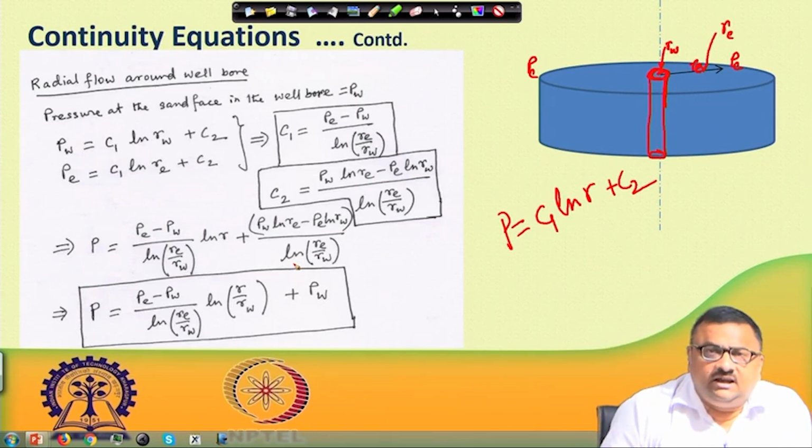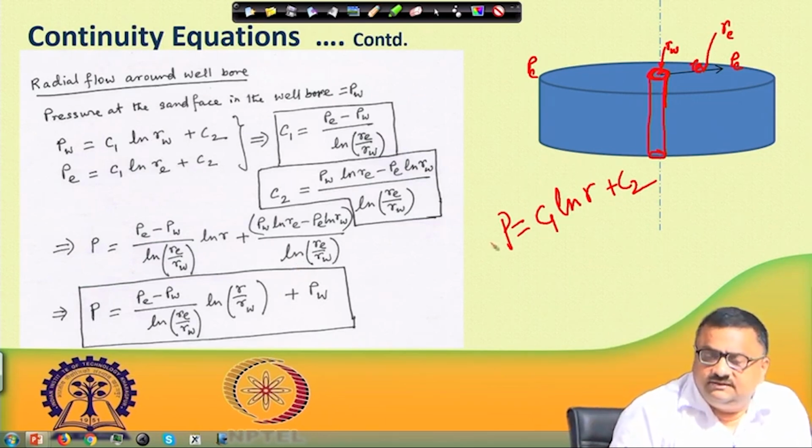This is all I have for today's lecture. The take home message is to remember P is equal to C 1 ln R plus C 2 and the expression that we arrived at. That is all I have for today.